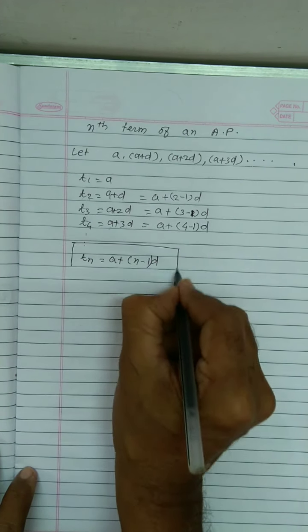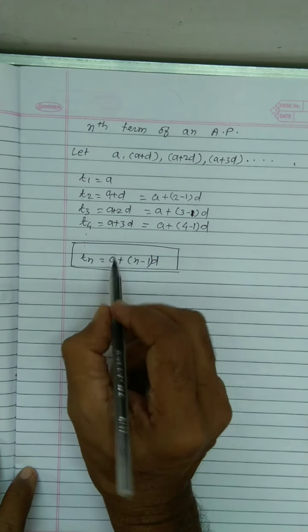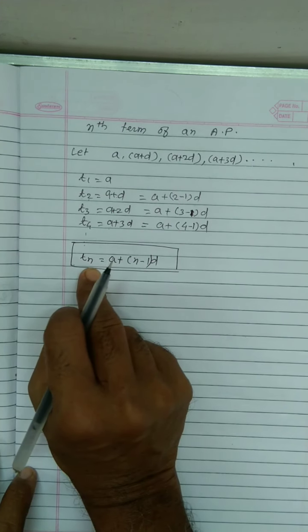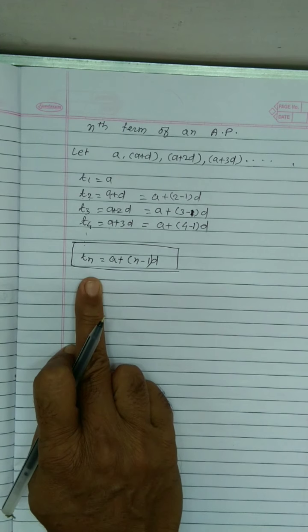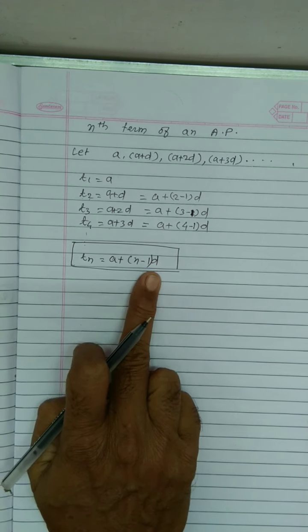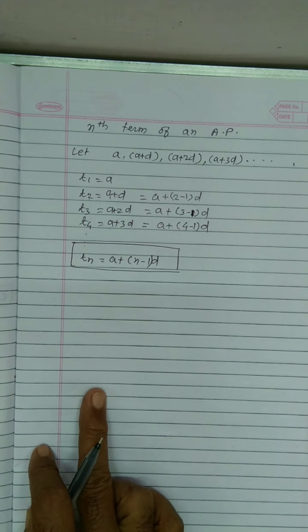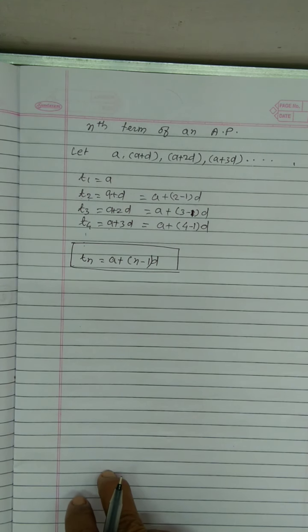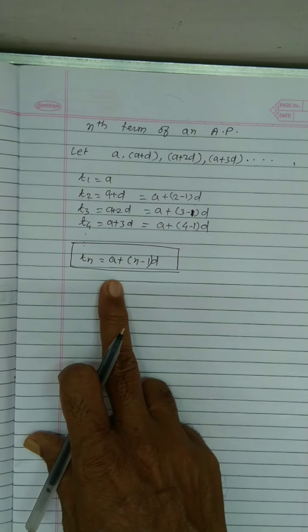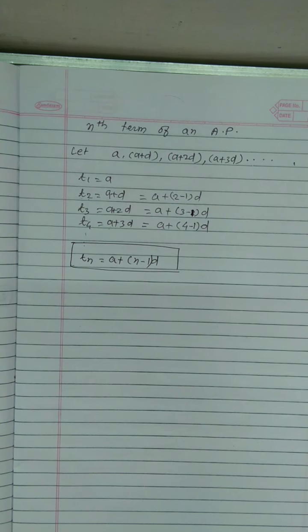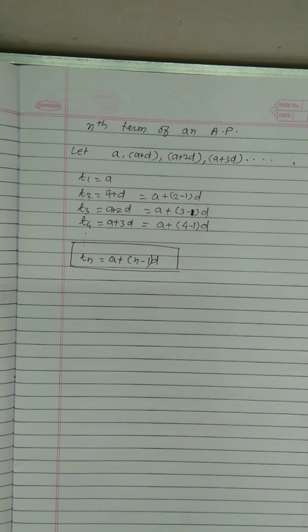This is our formula, that the coefficient of d is one less than the term number n. And Tn is equal to a plus (n minus 1) into d. That is our nth term. If a is the first term and d is the common difference, then we get the nth term by the formula a plus (n minus 1) into d. Now we see some examples on it.